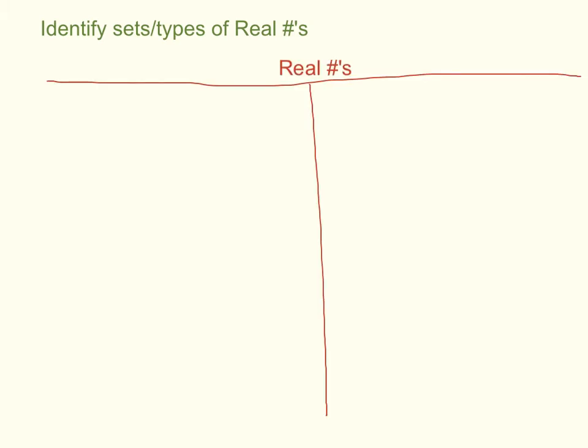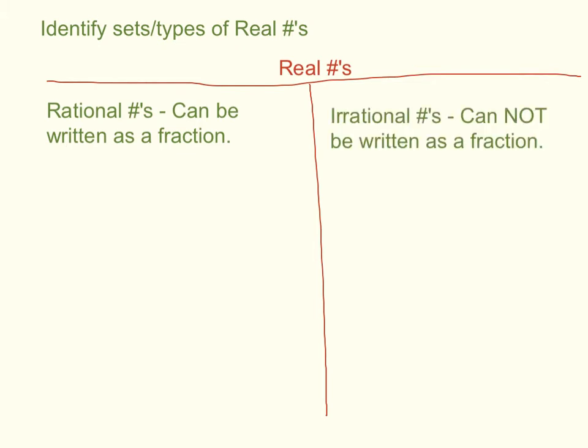Okay, the next thing we want to do today is identify sets or types of real numbers. Now, there are two types of real numbers. First, there are rational numbers, and rational numbers can be written as a fraction. And then there are irrational numbers, which cannot be written as fractions. These are opposites of each other. So you have real numbers, and two types of those are rational numbers and irrational numbers. They can't be both because they're opposites of each other.